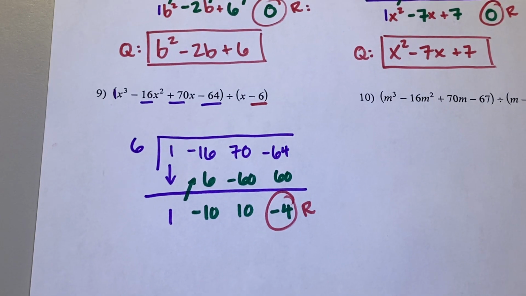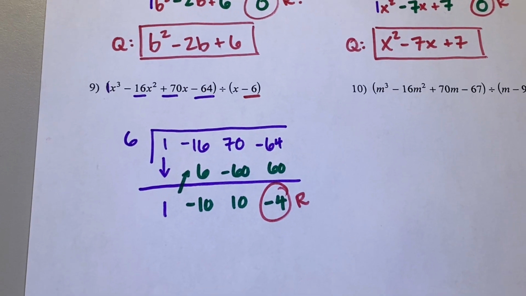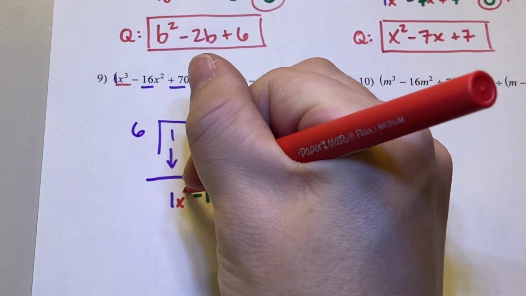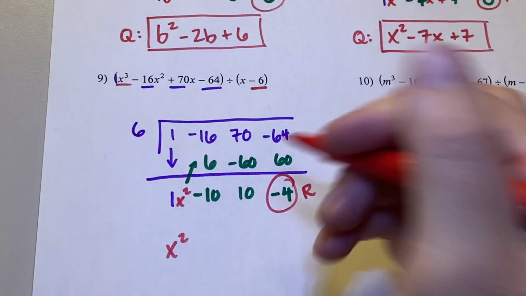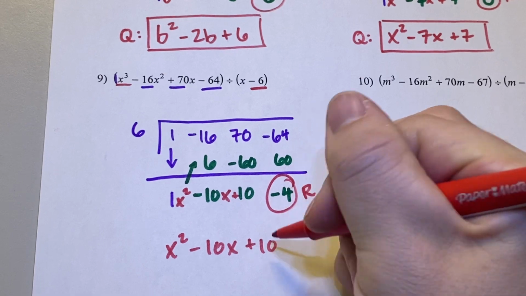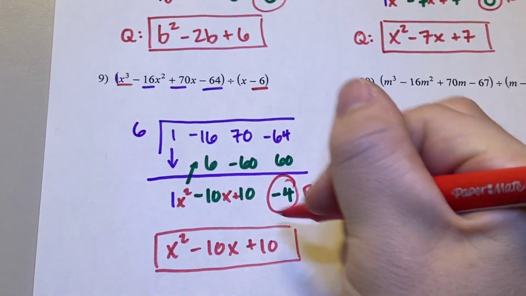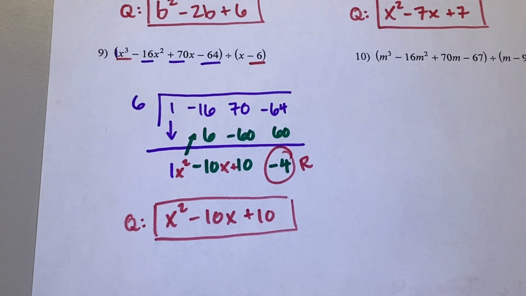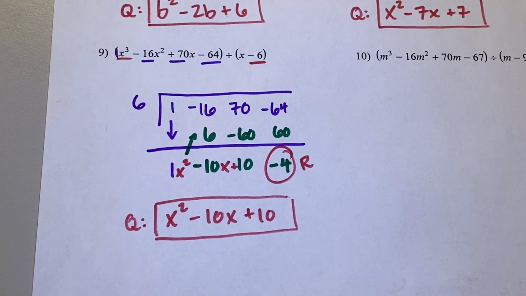Okay, now we got to figure out our quotient. We took off our x's to begin with. Got to put them back on. Started with x cubed, so our first guy becomes 1x squared. Then minus 10x and plus 10. So there's our quotient, and we had a remainder of negative 4. Nice. Okay, so that one's not quite as nice, but the process is still the same. That's what we love about math. Even ugly numbers have to follow the same rules.